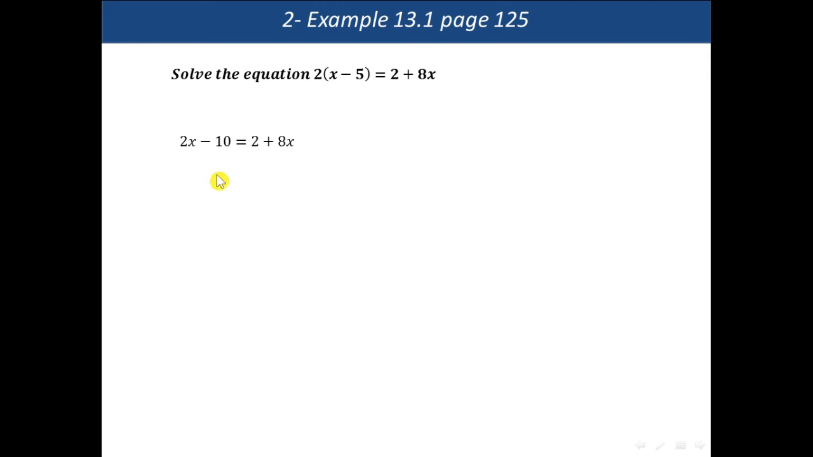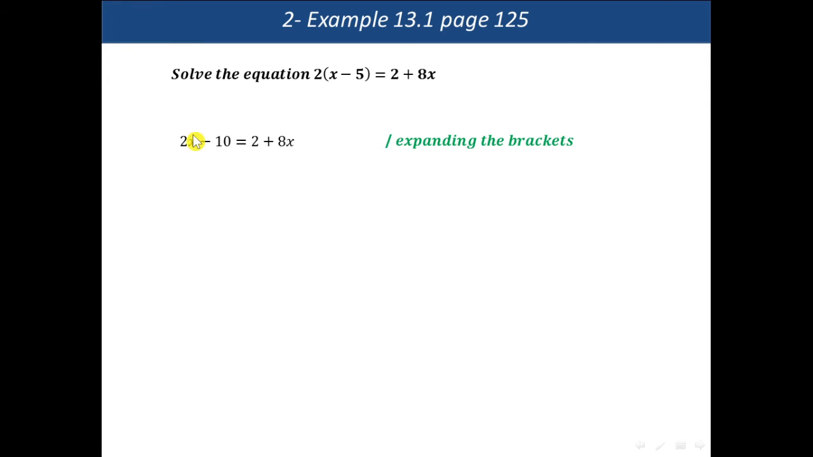Let us make an example. We have this equation here, 2x minus 10 equals 10 plus 8x. So the equation was 2 between brackets, x minus 5, equals 2 plus 8x. First, I expand this bracket. I multiply 2 by x, and then I multiply 2 by minus 5, which gives me 2x minus 10. This is expanding the brackets. This is the first step. I expand the bracket to open it, to make it terms like that.